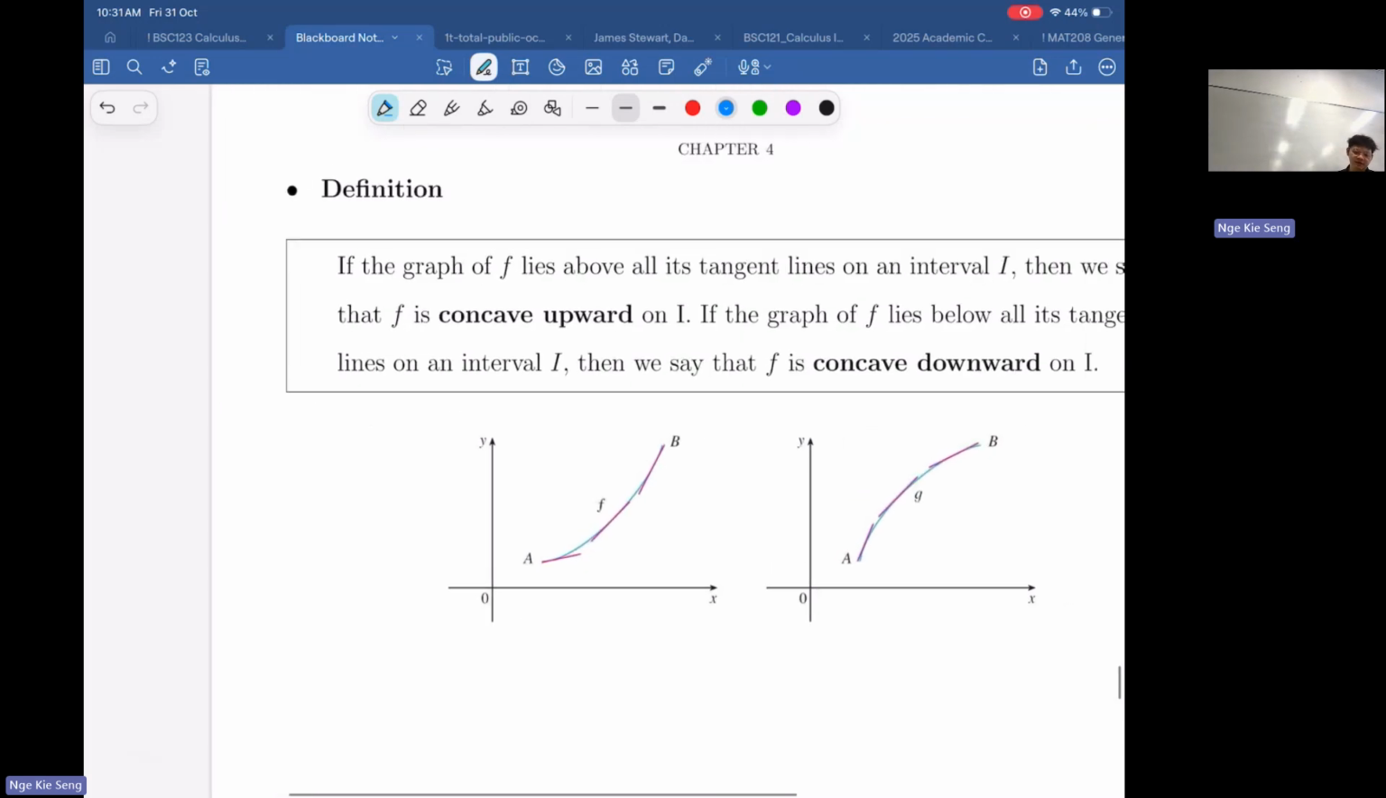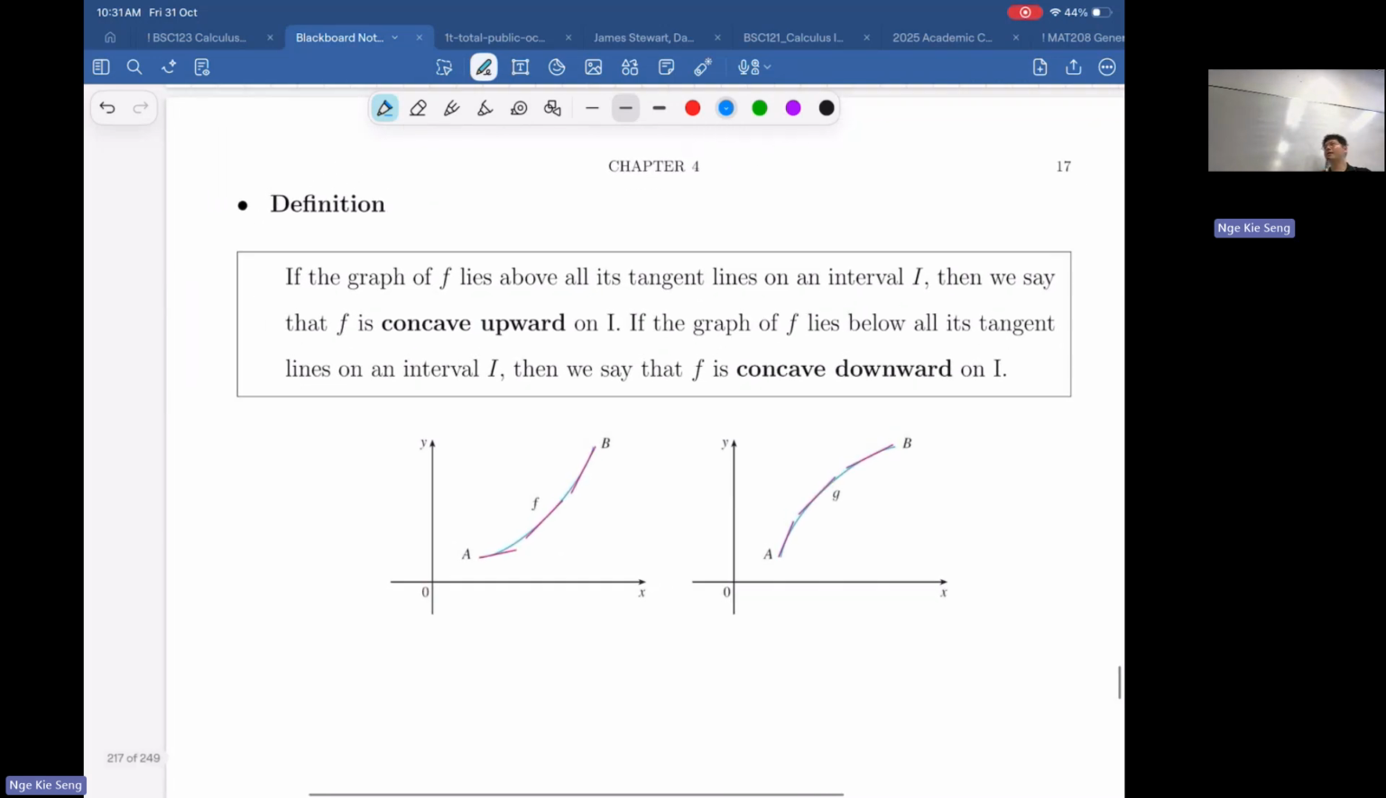Okay, next, we'll use another method to find extreme values. Before that, we'll define what concave upward and concave downward are. We say that f is concave upward if the graph lies above all its tangent lines. That is on the left side here. So you can remember that your graph will stay above your tangent line. How about concave downward? Meaning your graph will stay below its tangent line. Can you see that the graph stays below the tangent line?